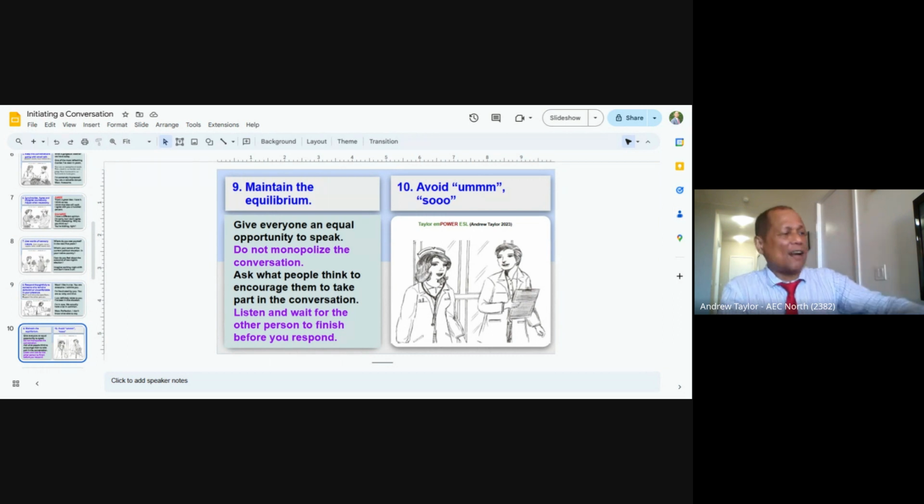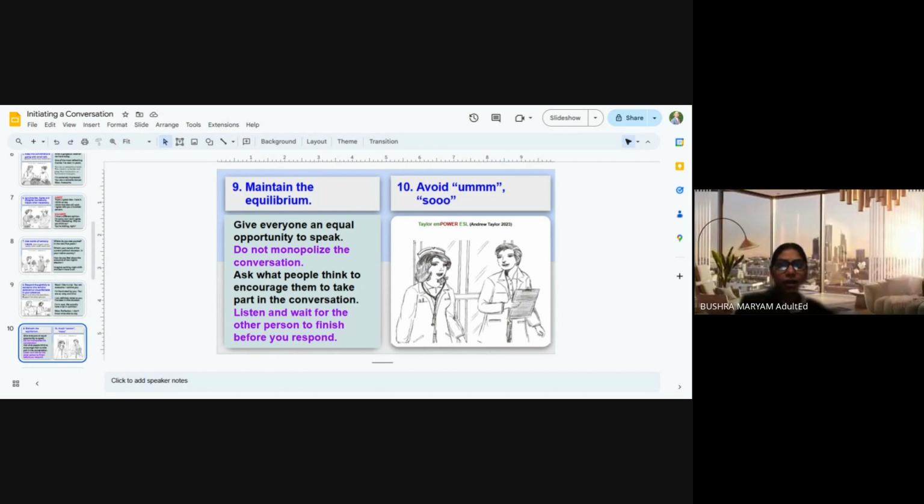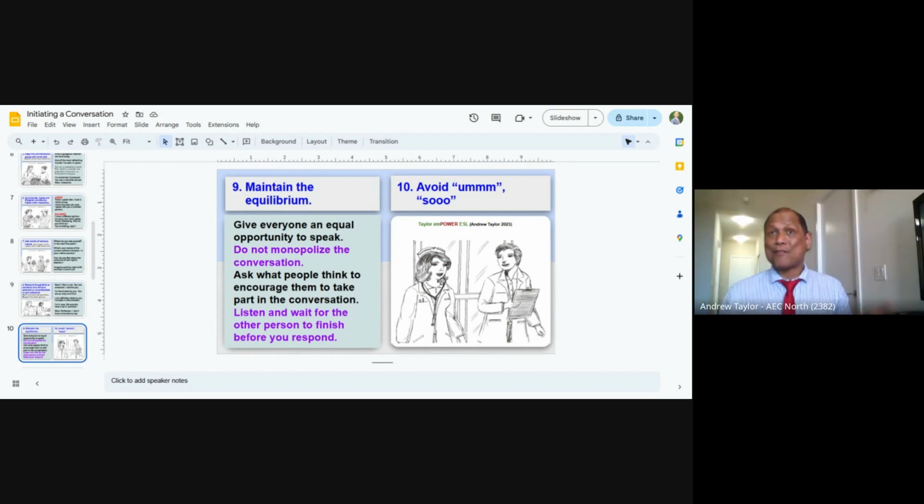And then later, everybody is chipping in $22. Bushra, is $20 okay? You know it's okay, but why are you asking her? Because you want her to feel that she is included. Okay? That is very, very important. And then number 10, when you are talking and thinking, avoid making filler sounds like, so, you know what I mean?